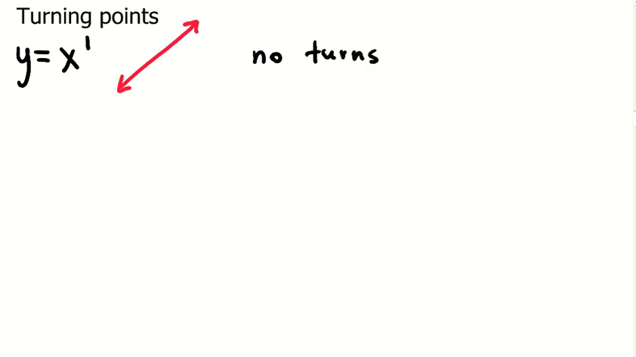All right, next we're going to talk about turning points: the number of places where the direction of the graph changes, where it goes from going up to going down, or from going down to going up. And so I'm going to write down a couple of them. Y equals x to the first looks like that. No turns. Y equals x squared. That's a parabola. Okay, it decreases and then it increases. It has one turn.